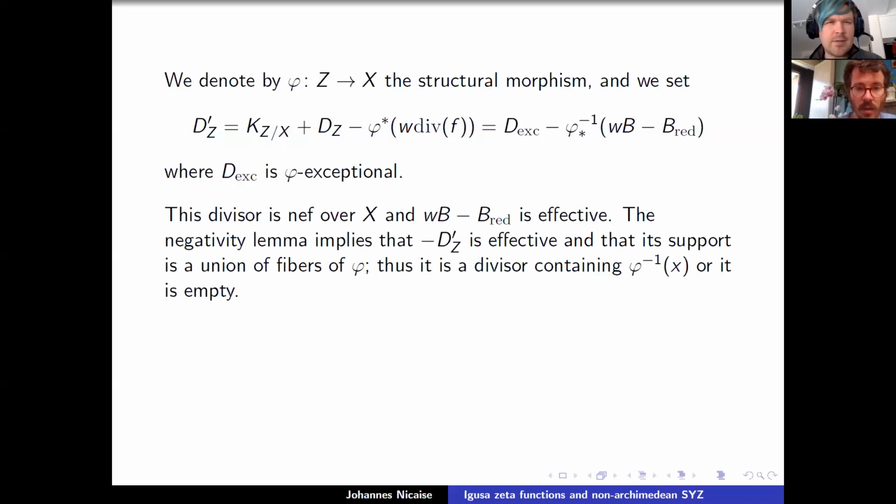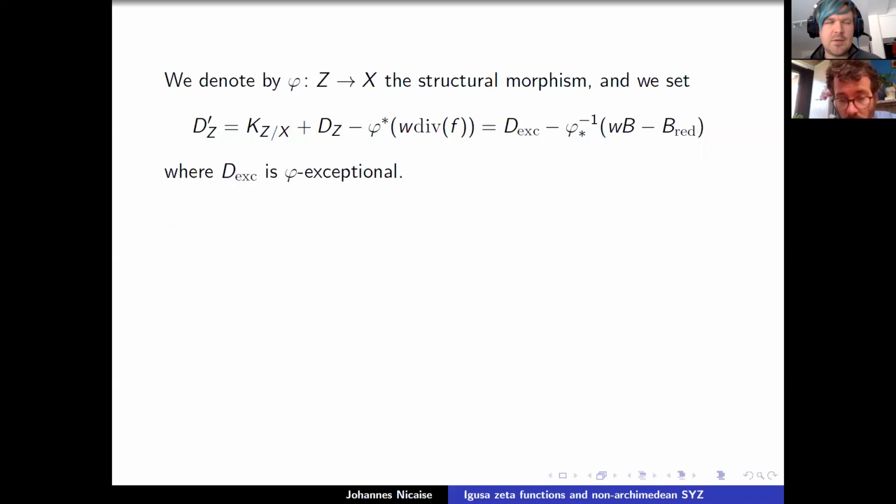So sorry, the MMP is relative not to phi but to F, or is it relative to phi? The MMP that you run is relative to which morphism, phi or F? Well, phi is the result from the MMP. So we start from the resolution morphism H, which gives Y a structure over X. And then we run the MMP so that this X structure is preserved. And so we end with a variety which still lives over X. And this structural morphism we call phi.